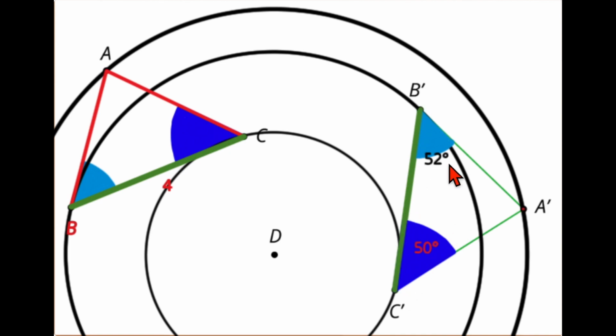So angle B is 52 degrees. That's this angle right here. It's the same angle. Angle C is 50 degrees. That's right here. It is the same angle. And BC is 4 units in this triangle, and has to be the same 4 units for B prime C prime. So this length has to be those 4 units.